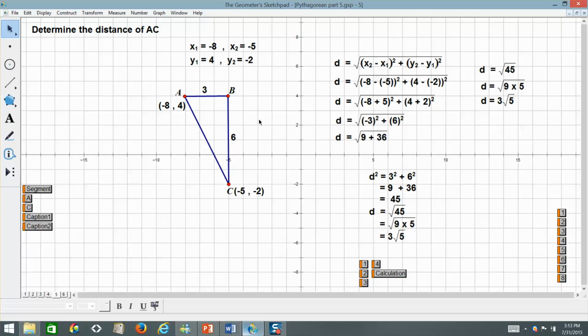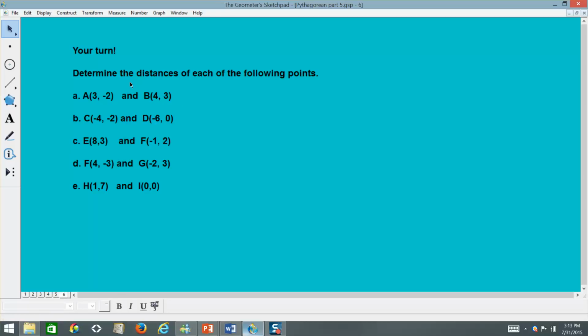So I hope you understand how to apply the Pythagorean theorem to determine the distance between 2 points in the coordinate system. Here is the exercise for tomorrow.